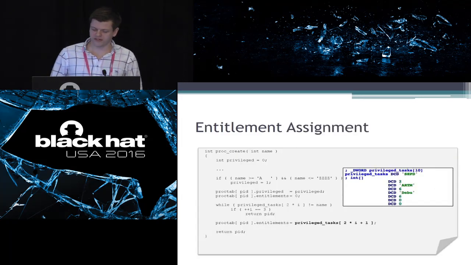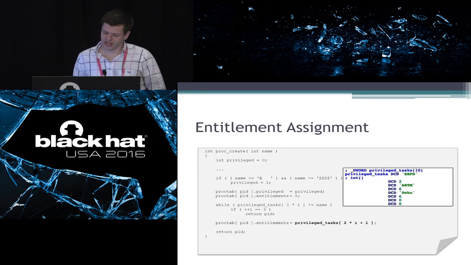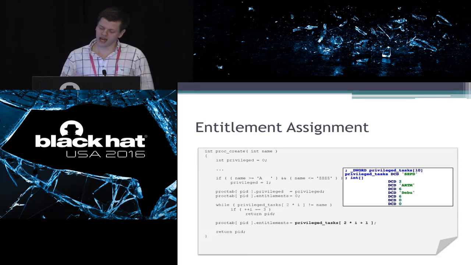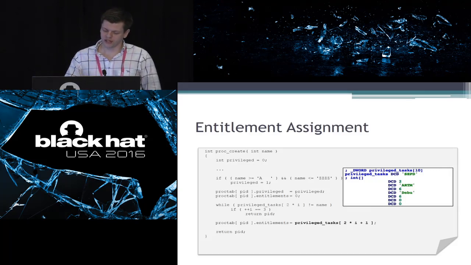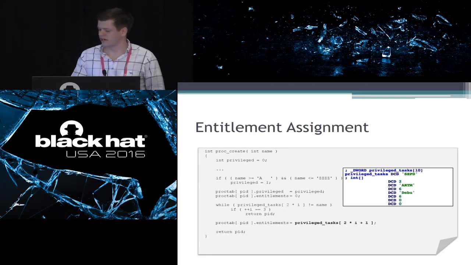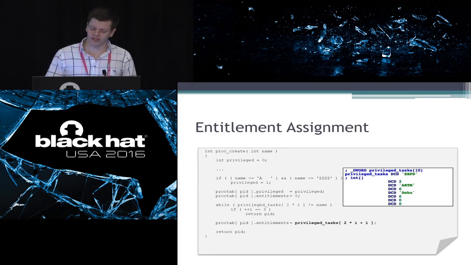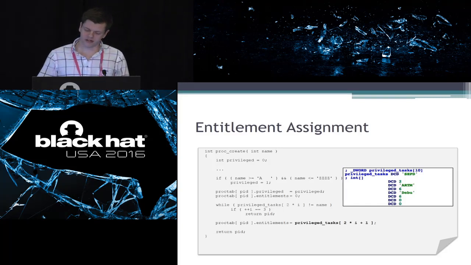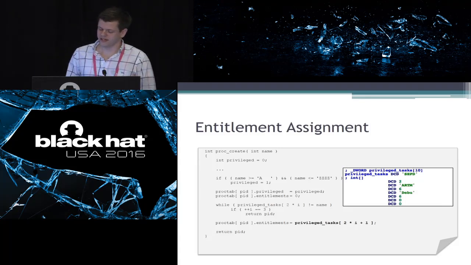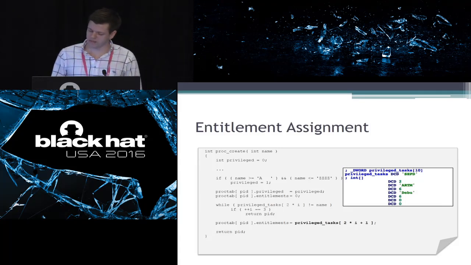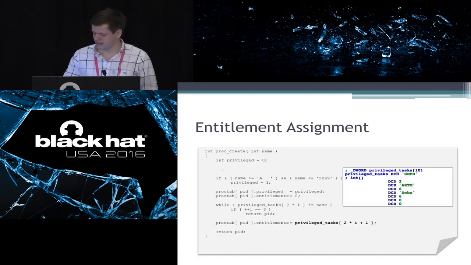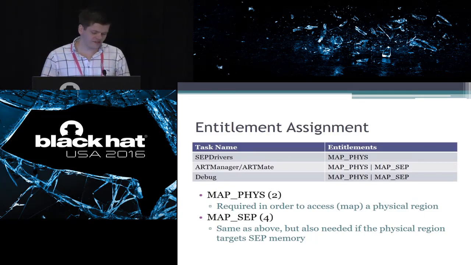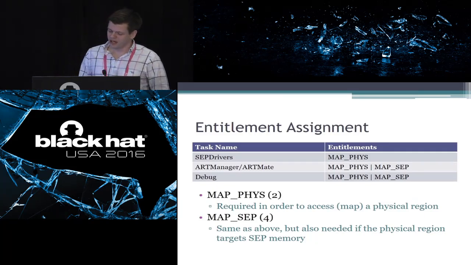So this is just a pseudocode representation of the proc create function in the root task. Basically, when it does the create, it will use the name you give it and check against the database or a table. And if it's in this table, it will assign these entitlements to that running application. In this case, there are 3 different entries: SEPD, RTM, and debug. And they're assigned different values like 2 and 6. So this is basically SEP drivers, Art Manager, and debug.